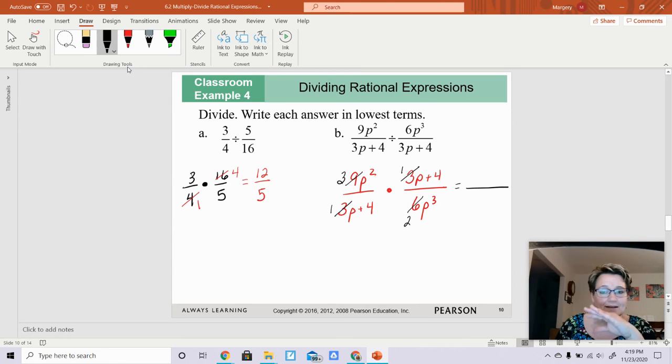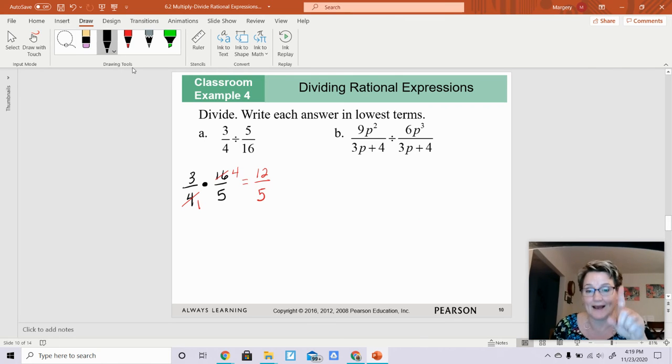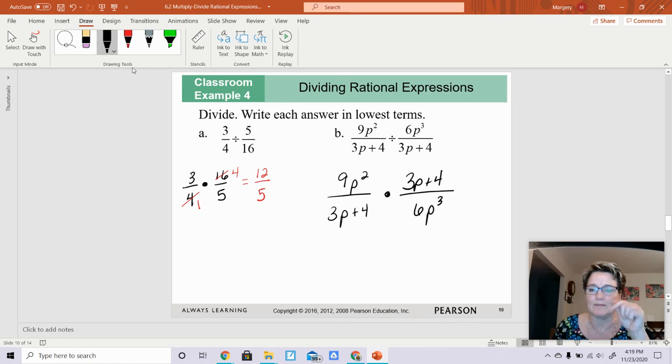Oh, time out. I'm going to back up for a second. Whoa. I'm going to rewrite this whole thing. You guys, I totally did something wrong. Hang on a second. Again, rewrite the first fraction exactly the way you have it. Can't touch the first fraction. Change the division sign to multiplication. Flip the second fraction, okay? And then whatever's in the numerator comes down here to the denominator.